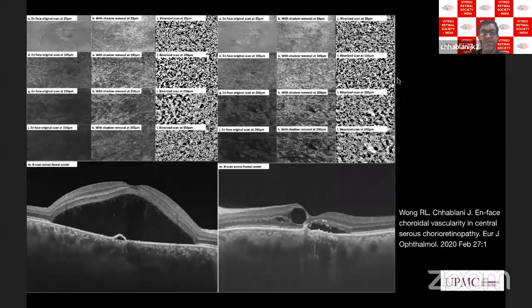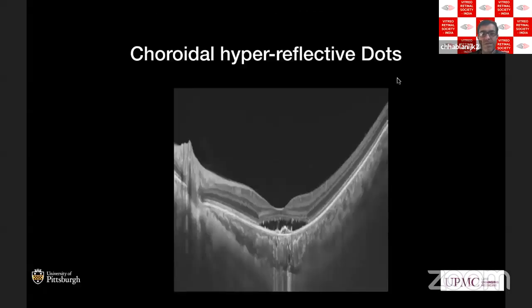And we use this algorithm in patients with CSC, and we learned how the en face vascularity changes from the top of the choroid to the bottom of the choroid, and we are now using this technology in understanding the choroidoscleral border in these patients.